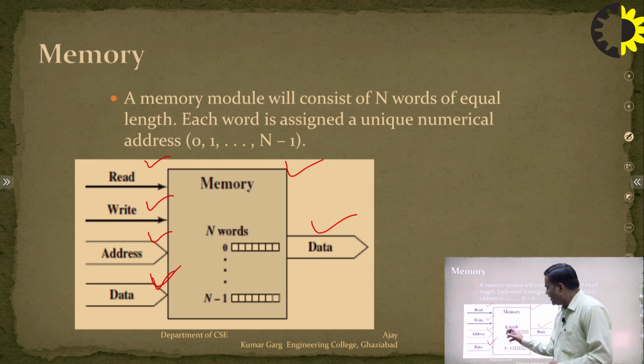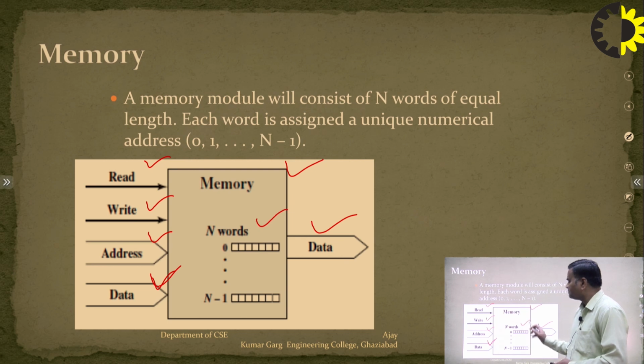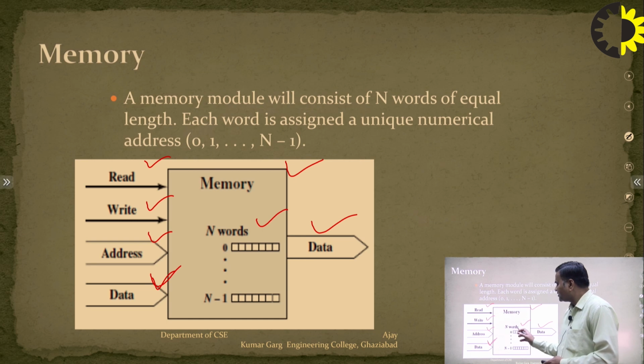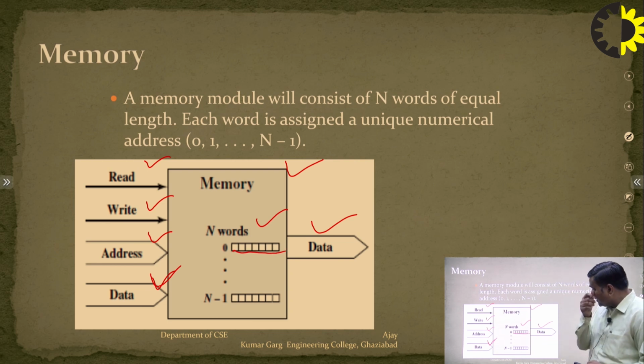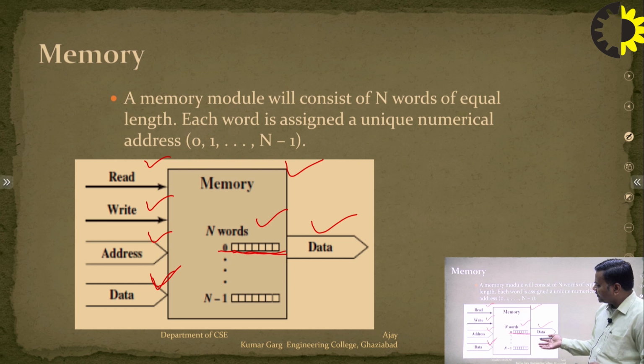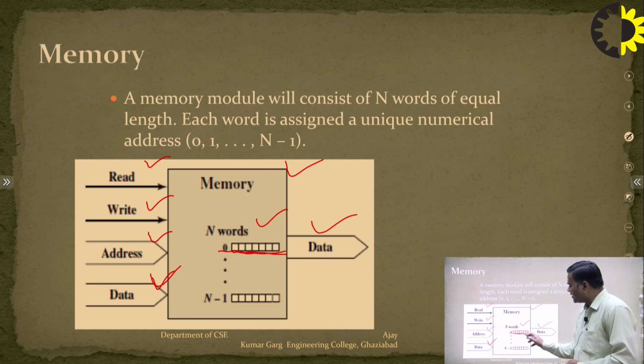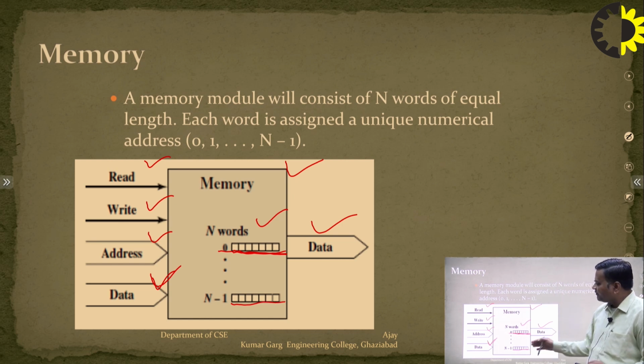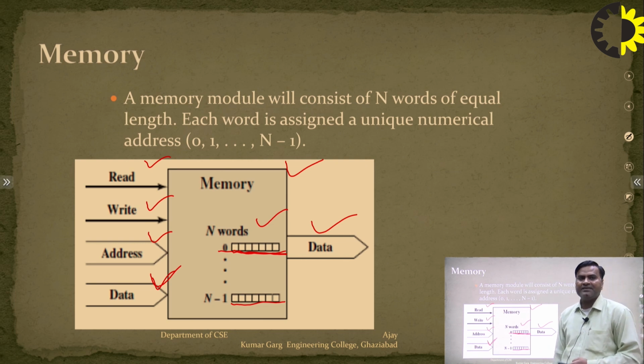We can also see that there are n words in memory of equal length. If there are 8 words at address 0, then corresponding to n minus 1 there should also be 8 words, because the length of the words is equal in each case.